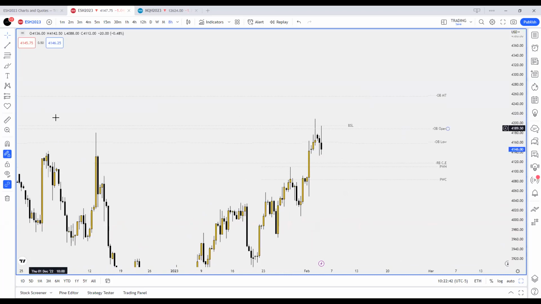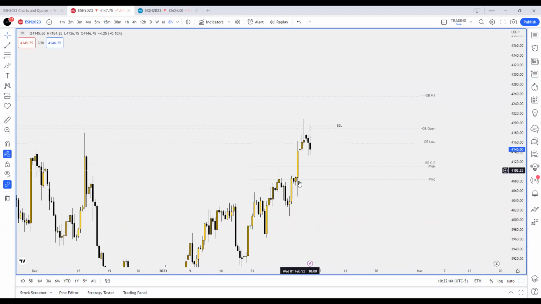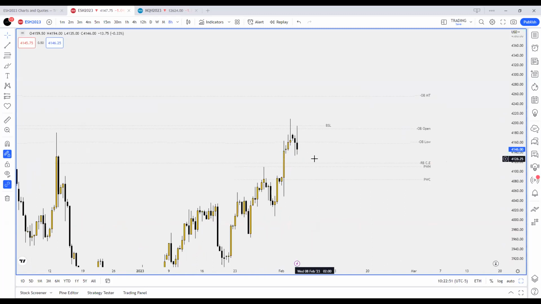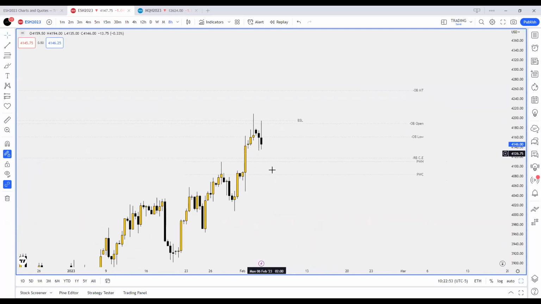Obviously, this was the liquidity pool. I'm curious, just looking over here, we have a smaller free value gap, and you can see it's already dipped into here. I can see us going down to start the week. I would want to see us maybe range a little bit. I'm not going to lie.